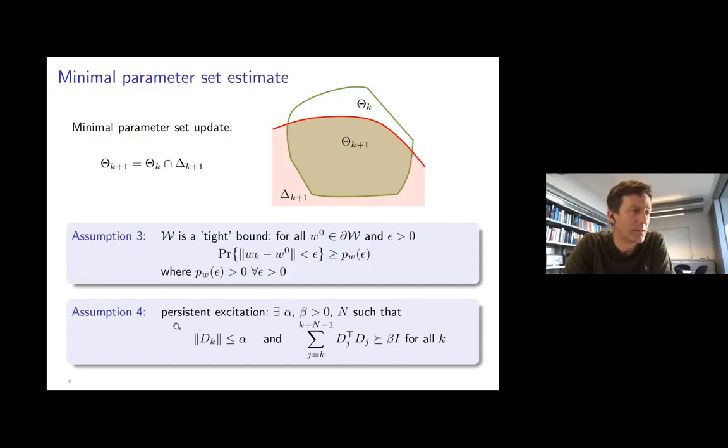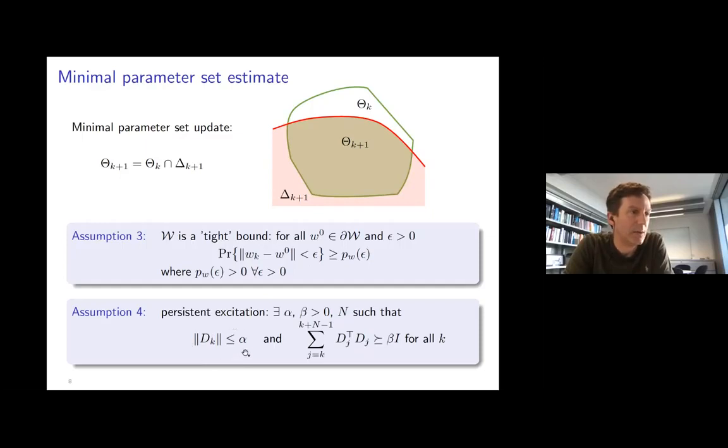And the fourth assumption here is persistent excitation. So this basically requires that the regressor in the system model, that's the matrix which multiplies the unknown system parameters in order to give us the quantity that we can measure, in this case, I'm assuming we can measure the state, this regressor has to satisfy these properties.